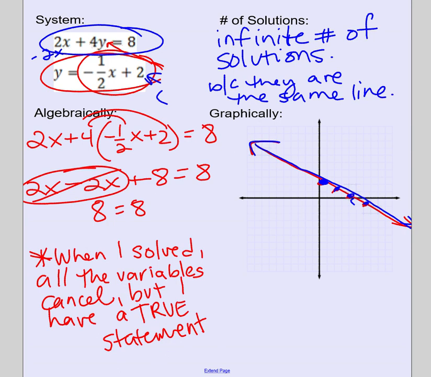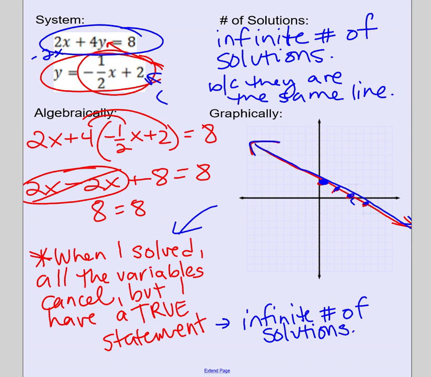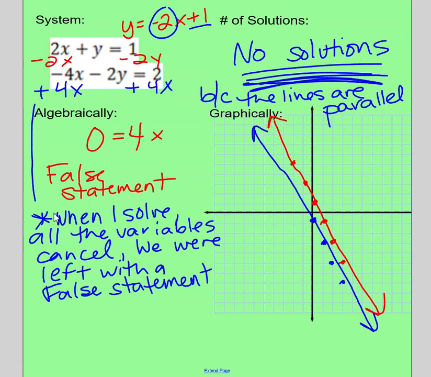So when we solve, going back over here, all the variables cancel, but we have a true statement. Then we say that we have an infinite number of solutions, okay? So if all the variables cancel and the statement's true, we have infinite number of solutions. If all the variables cancel and the statement is false, we have no solution. All right, so you don't have to graph these to figure it out, okay?